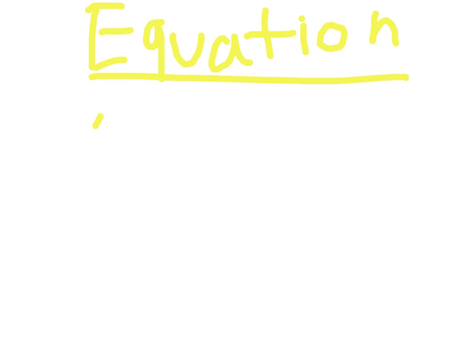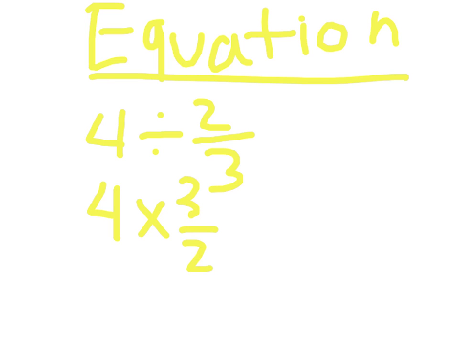So now, finally, let's do the equation. So we have 4 divided by 2/3. And so this is equivalent to 4 times 3 by 2. 3 by 2 is the reciprocal of 2/3.